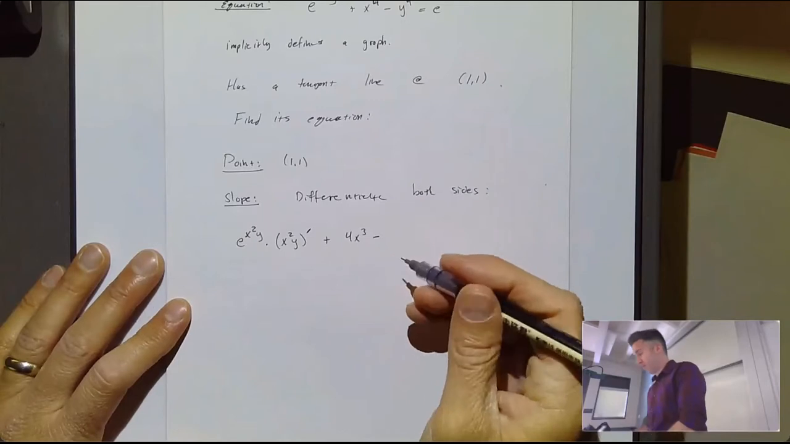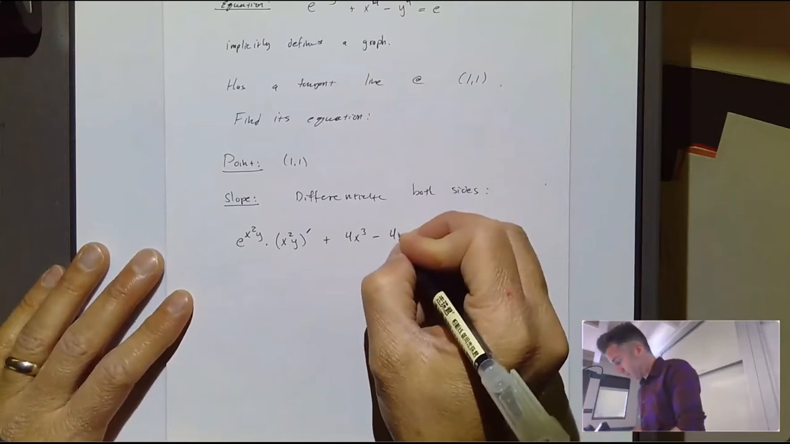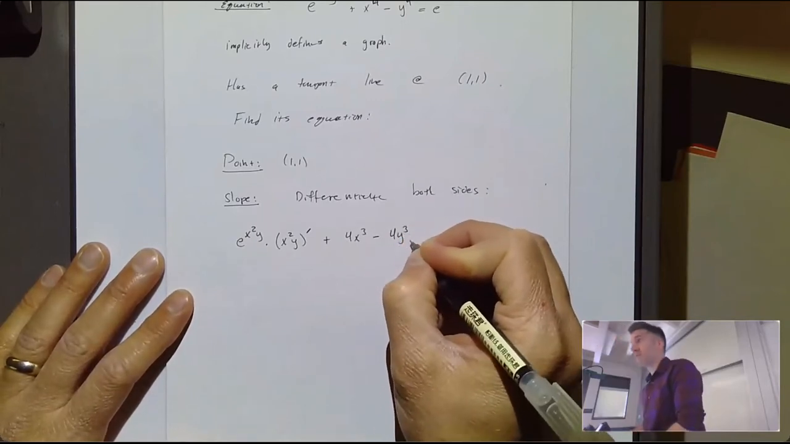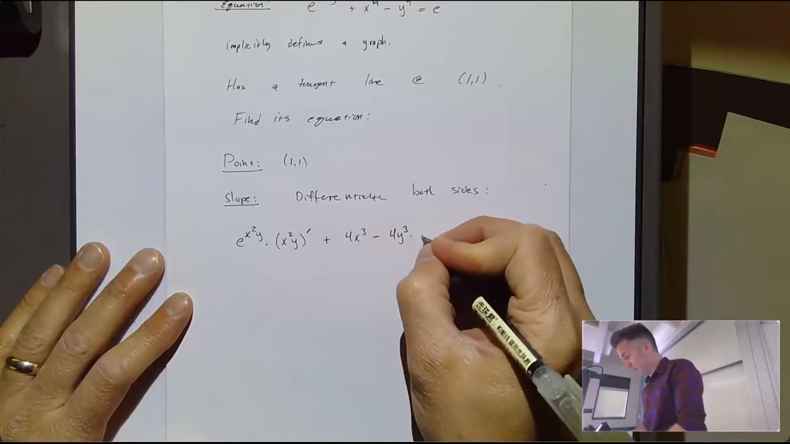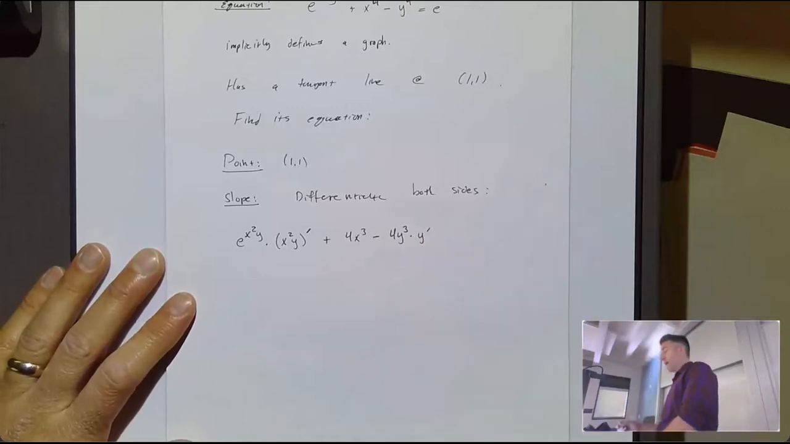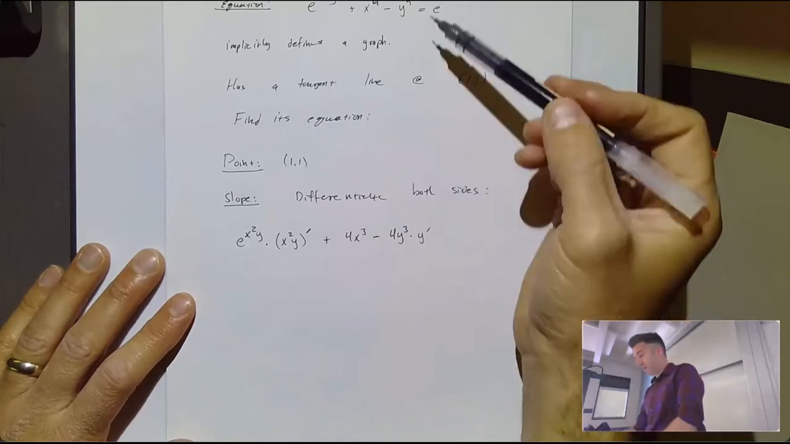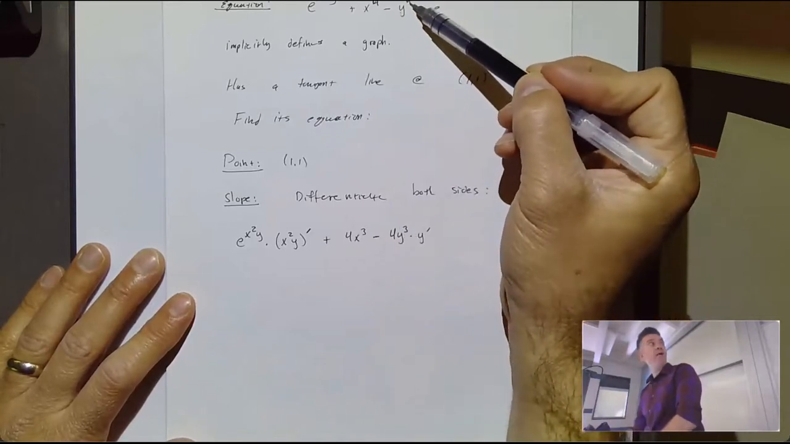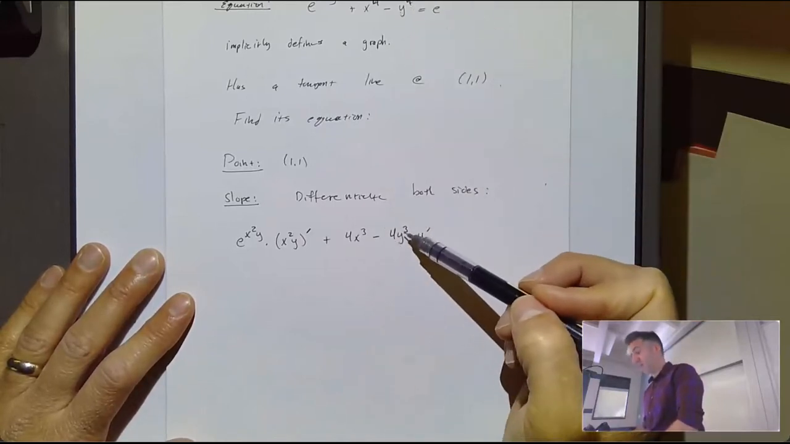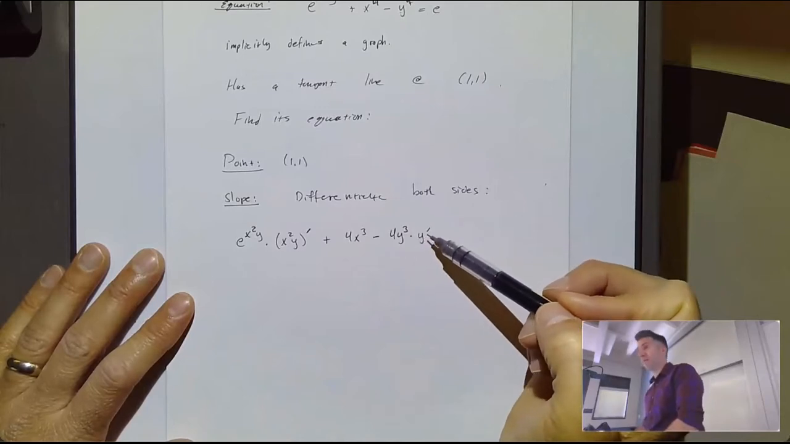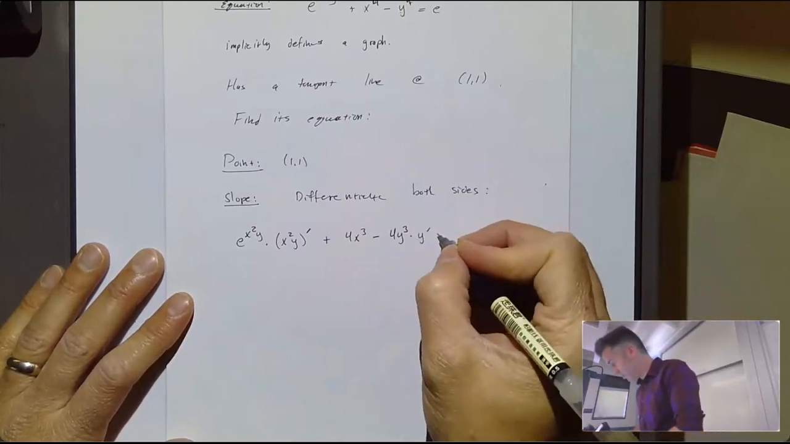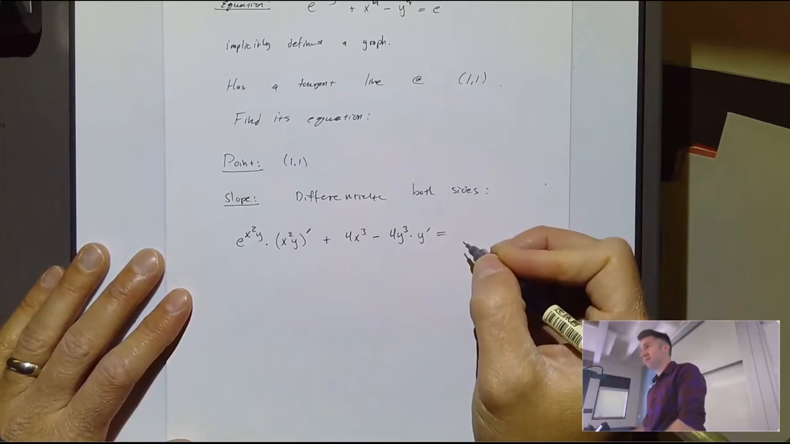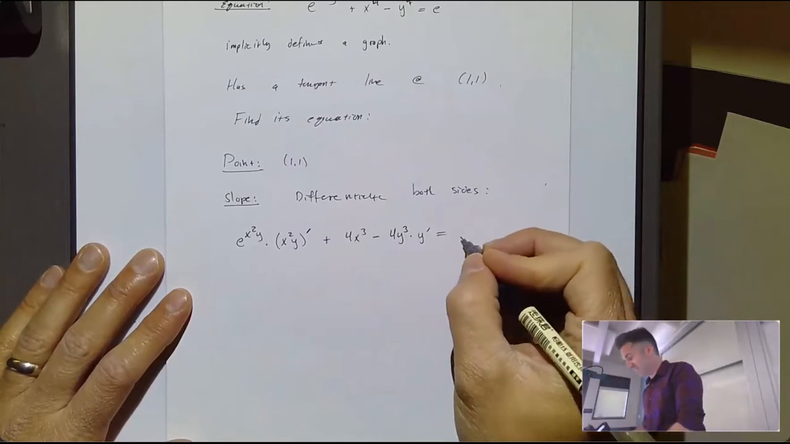The derivative of y to the fourth is 4y to the third times y prime. Or as I would say it in my head, the derivative of some stuff to the fourth power is 4 times my stuff cubed times the derivative of my stuff. And then finally, the derivative of e is 0.